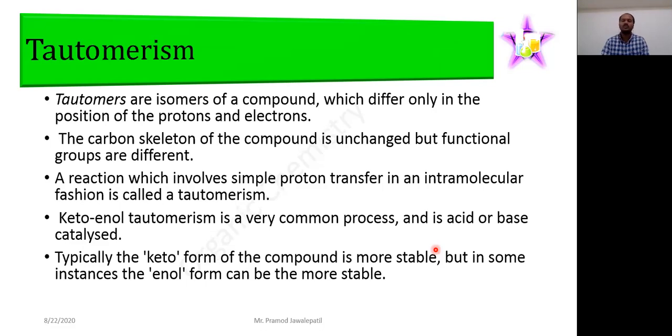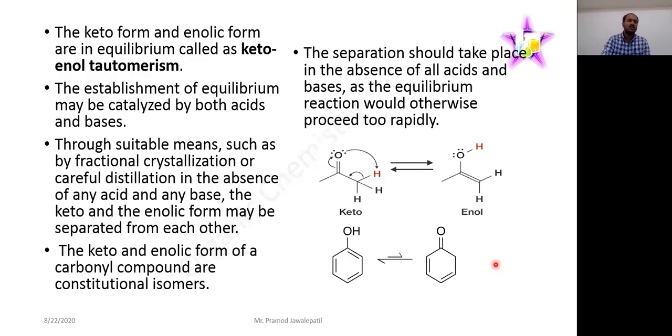In those cases we will see some examples of tautomerism, then we will explain how they can be more stable than the keto form. The keto form and enolic form are in equilibrium, called keto-enol tautomerism. Friends, the establishment of equilibrium may be catalyzed by both acids and bases. We will see how keto-enol tautomers are transformed in the presence of acid catalyst or base catalyst.